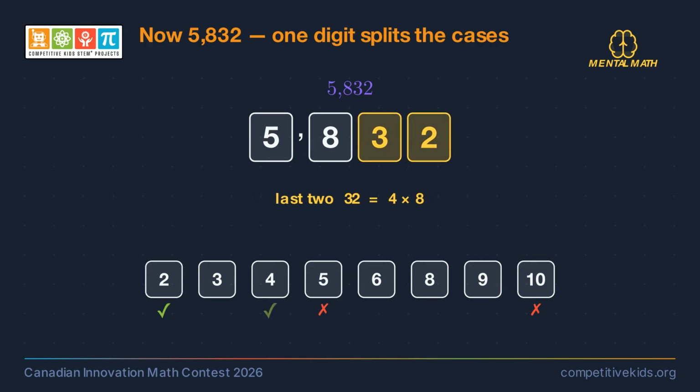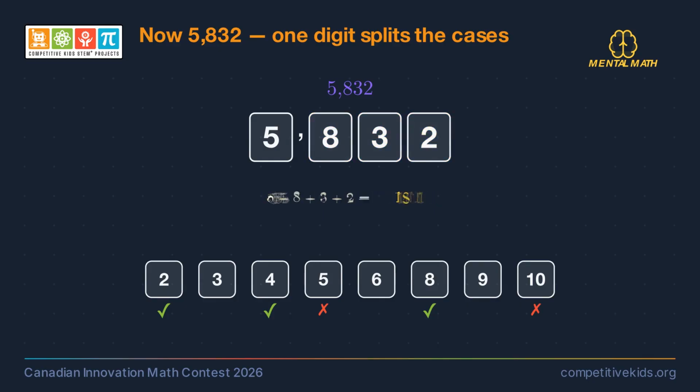The last 2 is 32. 32 is 4 times 8, so 4 fires. The last 3 is 832. 832 is 8 times 104, so here 8 fires.